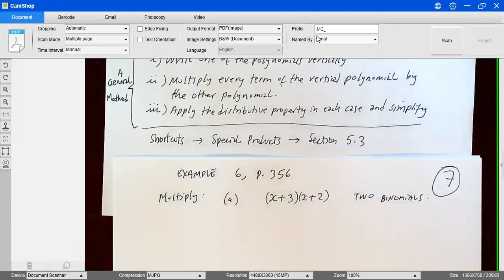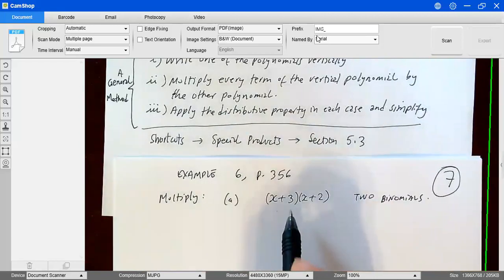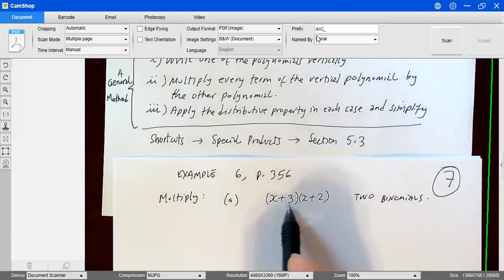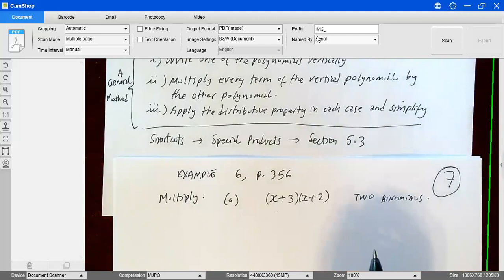But it is good to know the general method, because if you forget how to use a special form, or if you forget your formula sheet, or you simply want to learn just one method for everything, this is the method. So we're going to write one of the two polynomials vertically. You can choose the first one or the second one. It doesn't matter. The answer is going to be the same.